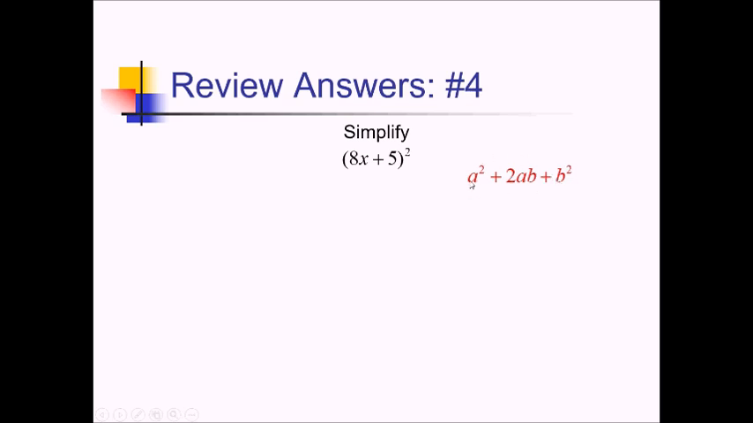So to use this shortcut, you square the first thing, so 8x squared. That'll be 64x squared. And then to get this middle 2ab term, you have to multiply these numbers together and double it. So 8x times 5 is 40x. Doubling that gives us a plus 80x. And then for b squared, you just square that second number. So that would be plus 25.